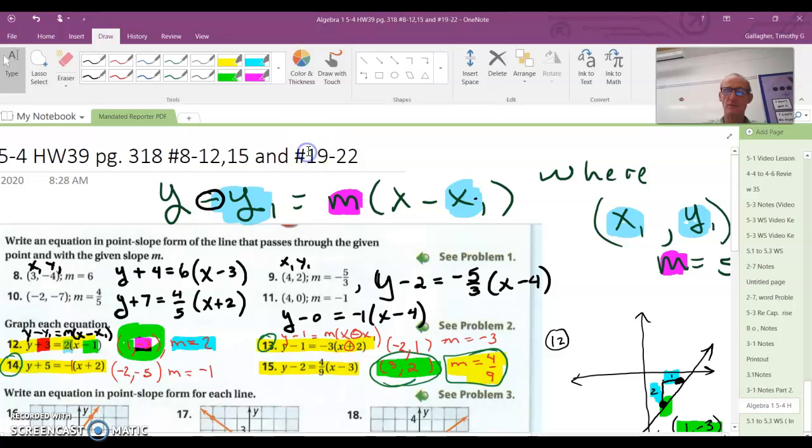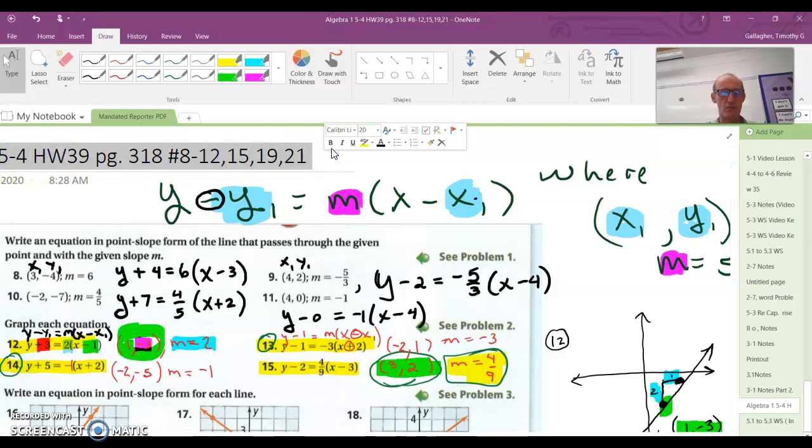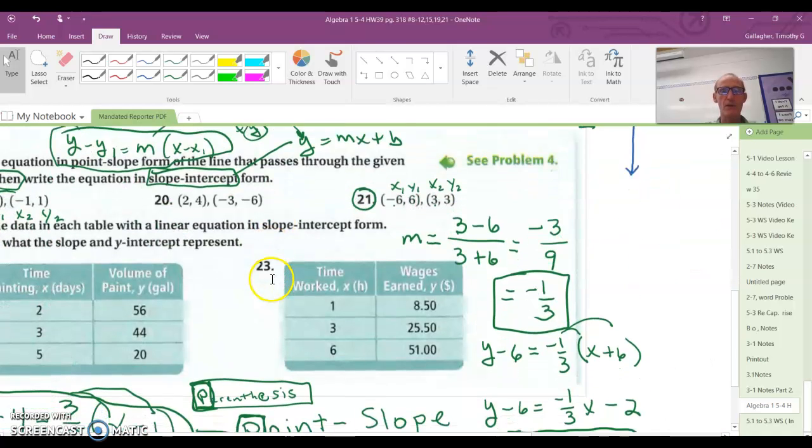15, 19, 21. Okay, so we did 8 through 12, problem 15, 19, 21. That's your assignment for 5-4. Okay, change the grade book for that. All right, and this is your answer key. We just did it all.